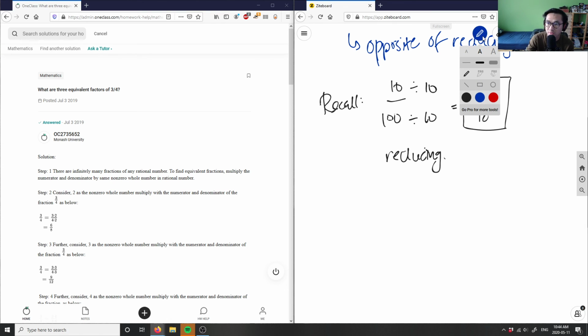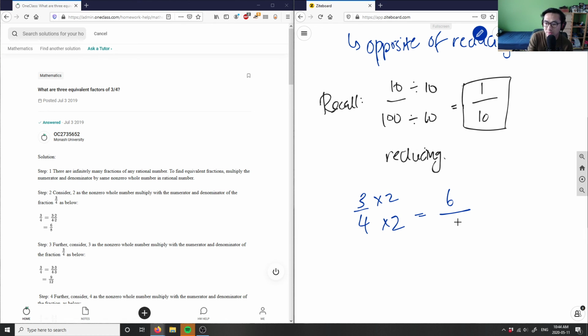So let's do it for this example here. So I have 3/4 here, and then I'm going to multiply it by some number to get me an equivalent factor. In this case, a fraction here actually has an infinite amount of equivalent fractions, because I can always change what number I'm multiplying by. So let me multiply by 2 first. 3 times 2 here is 6. 4 times 2 here is 8. This 6/8 here is an equivalent factor to 3/4. So this here is our first solution.